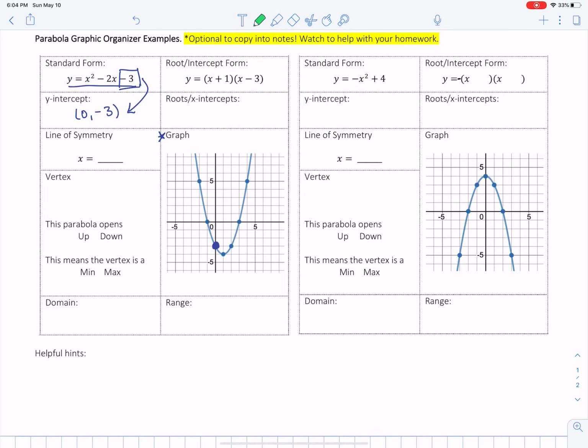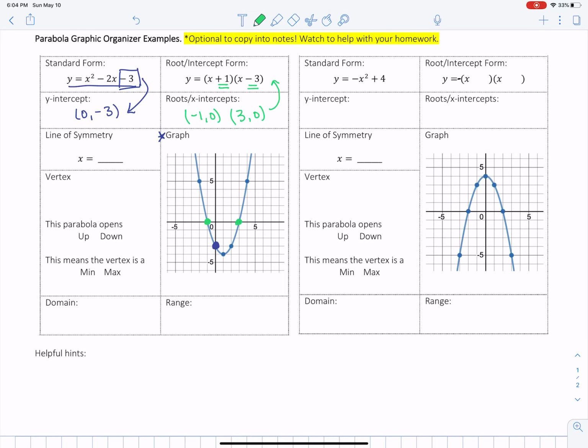And we can look at our graph and figure out that our roots are where it's crossing the x-axis, meaning that they are the points (-1, 0) and (3, 0). Now I'm just going to do a double check here. Are these kind of matching up with my root form? And they are. If you'll notice, they are the opposite from these numbers in here. So a -1 and a +3.